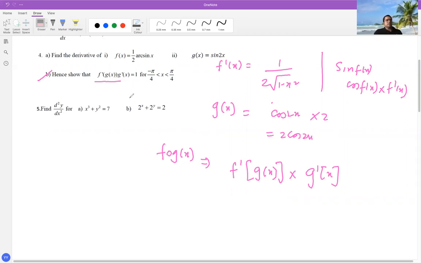Now what I will do is, firstly I'll find the function f of g(x), and f of g(x) is half arc sine, but instead of arc sine x, now arc sine of 2x sine. And this becomes basically nothing but x.